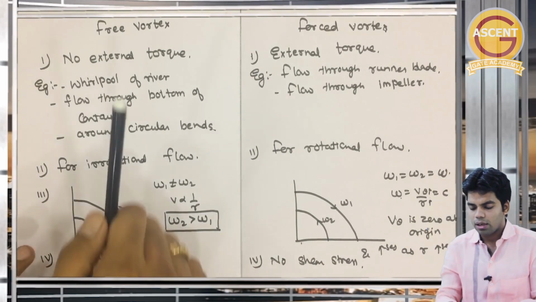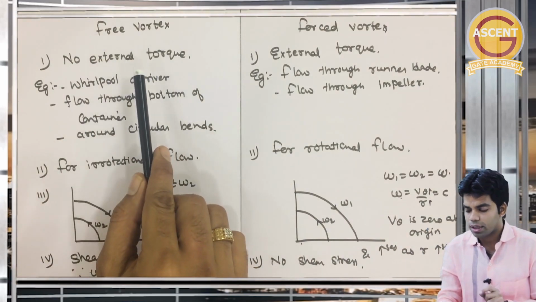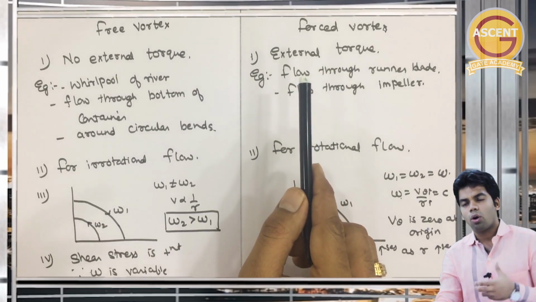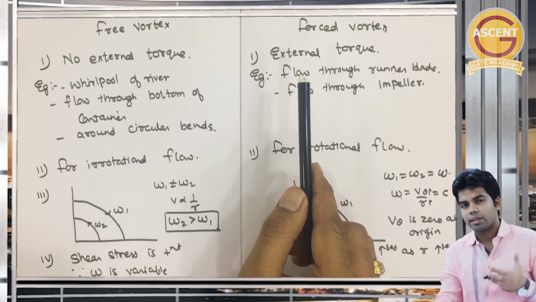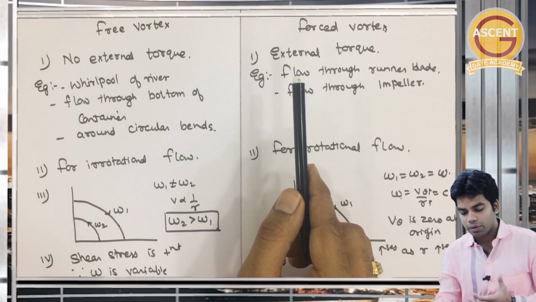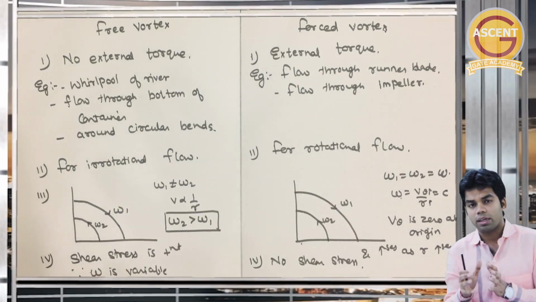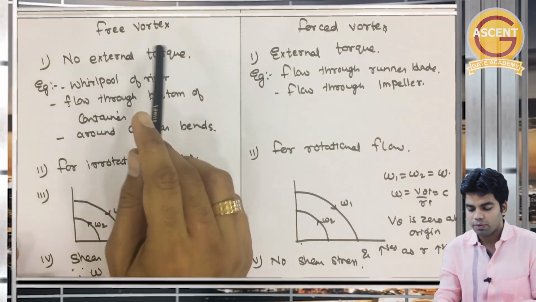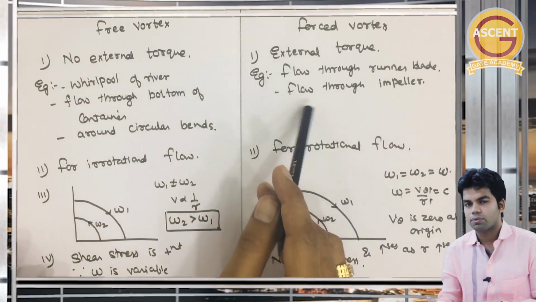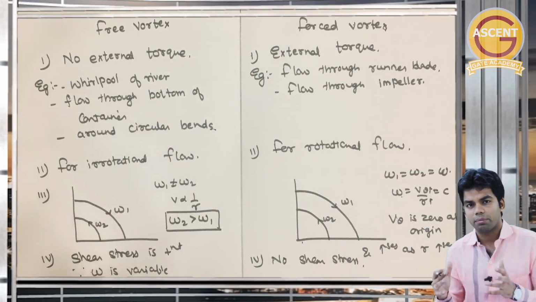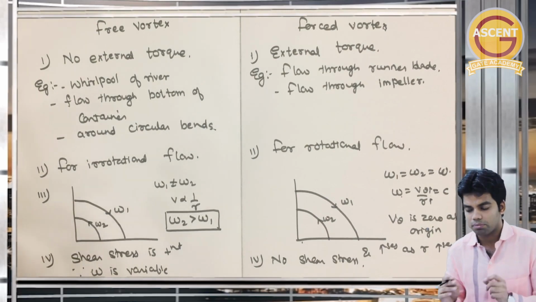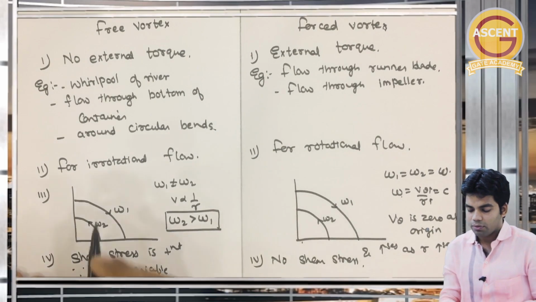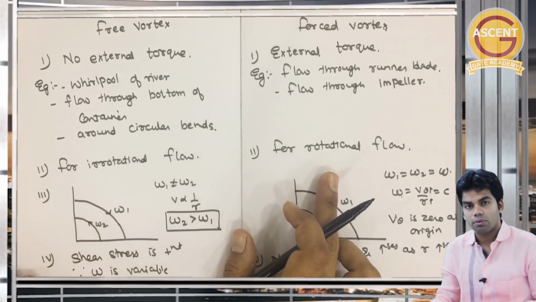The very first thing, there is no external torque in the free vortex, and there is external torque in the forced vortex. The examples, as I gave you: all the vortices which are naturally produced, like the whirlpool of the river, the flow through the bottom of the container or through the bends, wherever the vortex is produced naturally, come under free vortex. And the forced vortex is produced forcefully, for example in turbines, in pumps, the impellers of the pump. Those are called forced vortex. These are for irrotational flow, these are for rotational flow, as I told you.